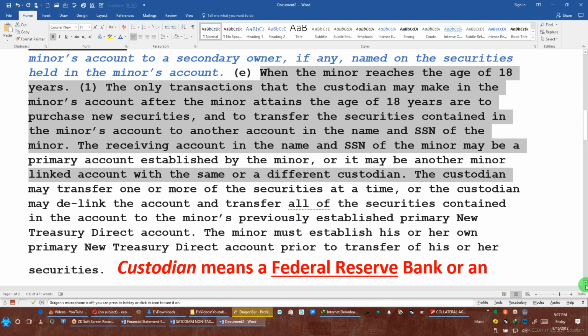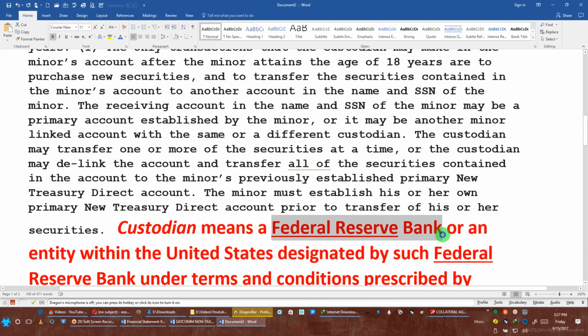So my suggestion, pay attention, is that you notify the Federal Reserve Bank that you've attained the age of 18. We've created the affidavit primarily for that purpose. You can use the original POA if you wish. That's up to you. But you let them know you've attained the age of 18 and you want to gain control of your securities.